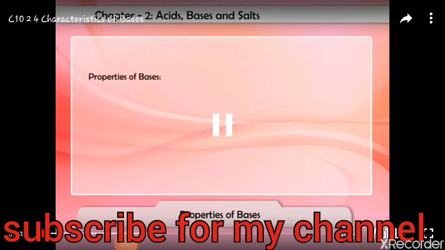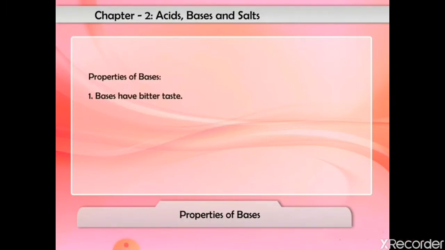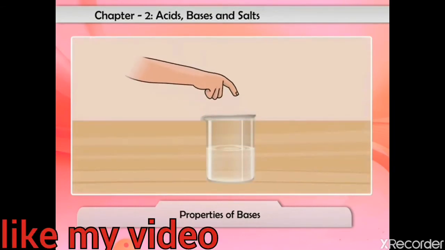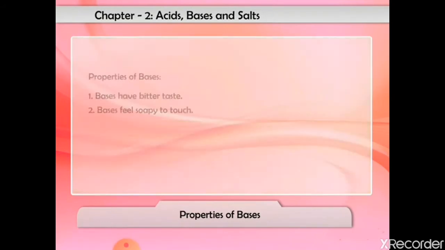Different properties of bases. 1. Bases have bitter taste. 2. Bases feel soapy to touch. For example, if you rub a drop of sodium hydroxide solution between the tips of your fingers, you will feel soapy. 3. Bases turn red litmus to blue.